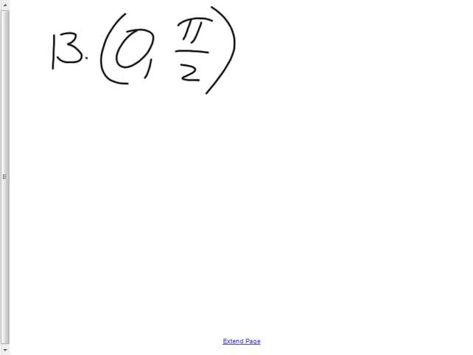Number 13. Number 13 says 0, comma, pi over 2. That is not a point. That is an interval. That's saying from 0 degrees to, you guys know that pi over 2 one? 90 degrees. From 0 degrees to 90 degrees. They want to know, are sine, cosine, and tangent positive or negative in this zone? They use t for some reason. Cosine of t. Just copy what I'm writing.